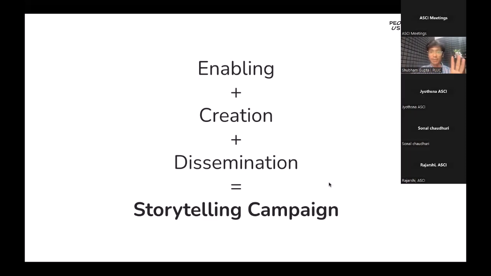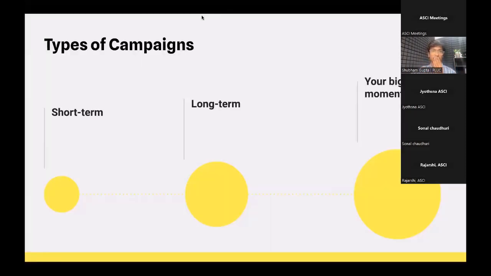I will make it very simple for you. You can ask me questions also in real time. There are three types of campaigns. One is the short-term campaign. When I say short-term campaign, it can be around specific days, like Sanitation Day, or a moment like Swachh Bharat Divas, or something that is coming.